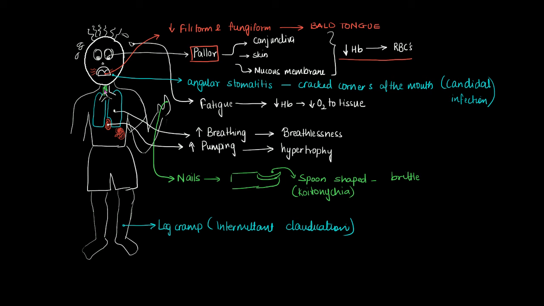Iron deficiency anemia also presents with something called esophageal strictures, esophageal web or strictures, that presents with difficulty in eating solid food. So they have dysphagia.